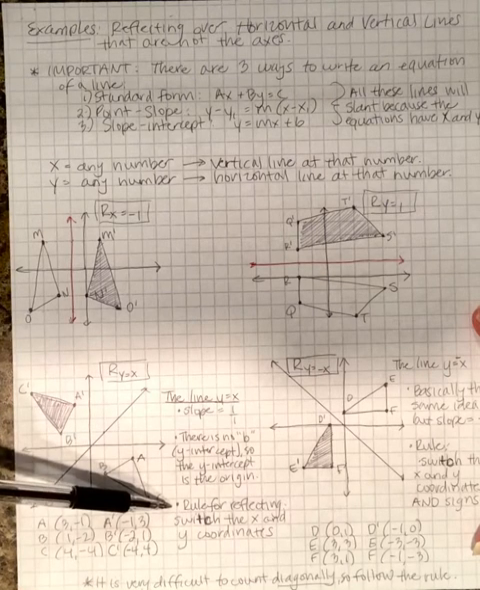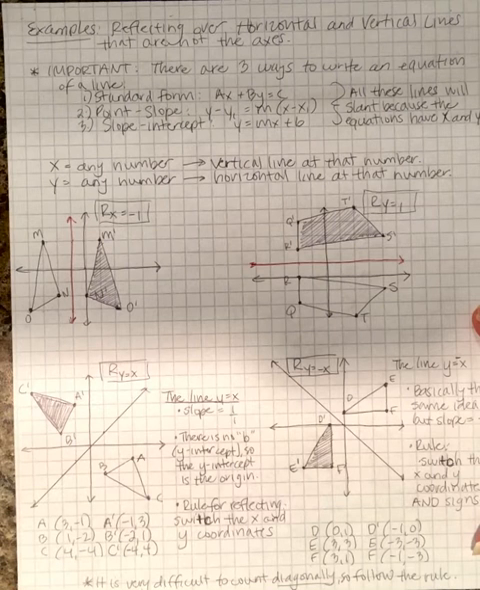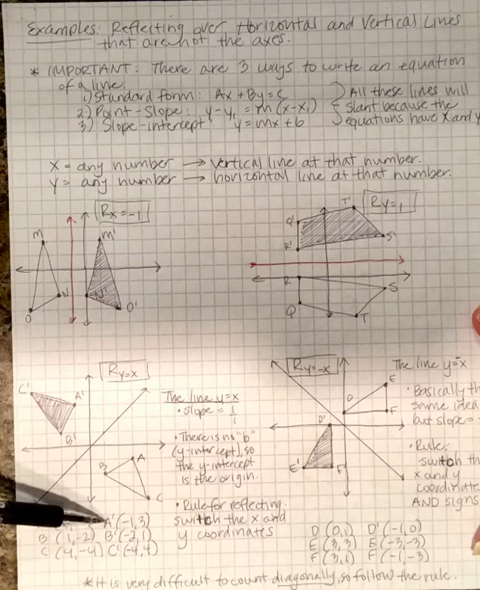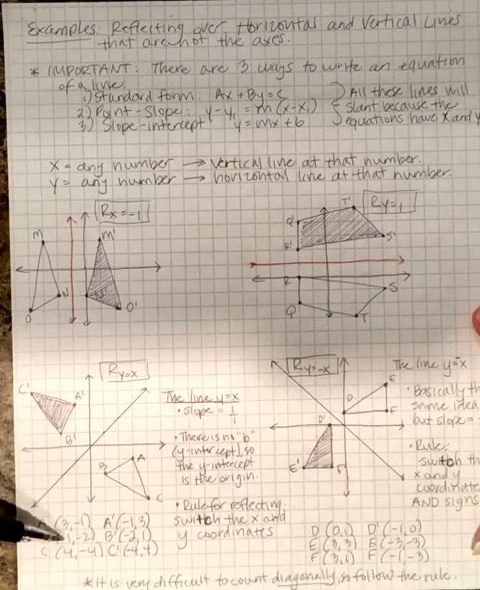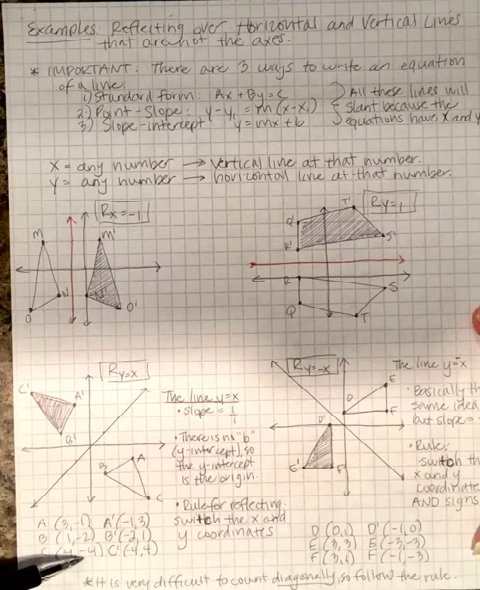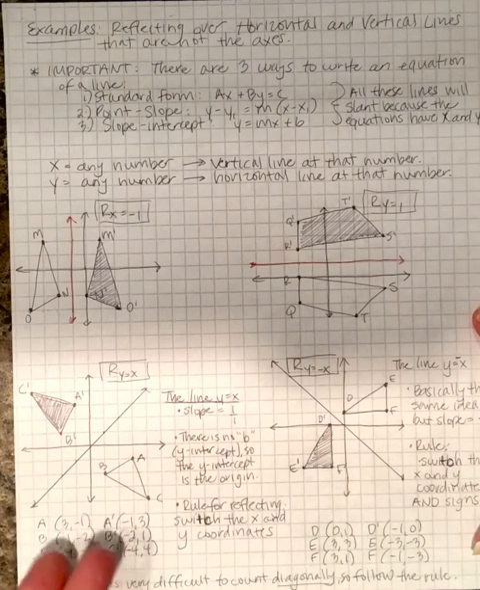The rule for reflecting is to just switch the x and y coordinates. So I'm going to actually write the coordinate points of the original figure and then just switch them. The original point A was (3, -1), so A prime becomes (-1, 3). Just switched them. B was (1, -2), so I'm just switching those: (-2, 1). And C was (4, -4), and I just switched: (-4, 4). So when it's reflected across y equals x, it's literally just switch those.